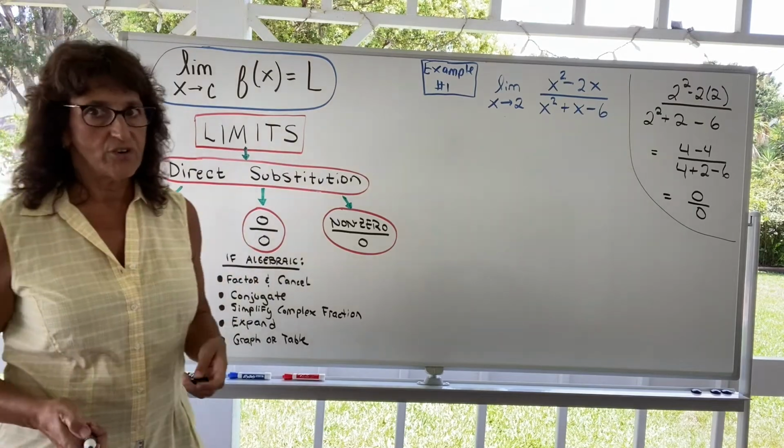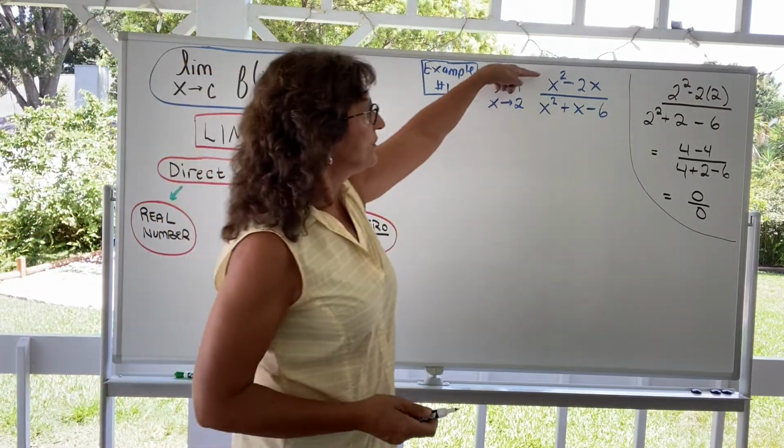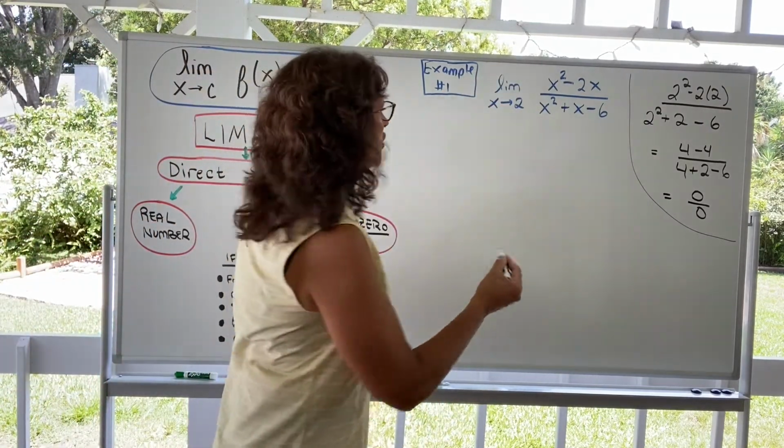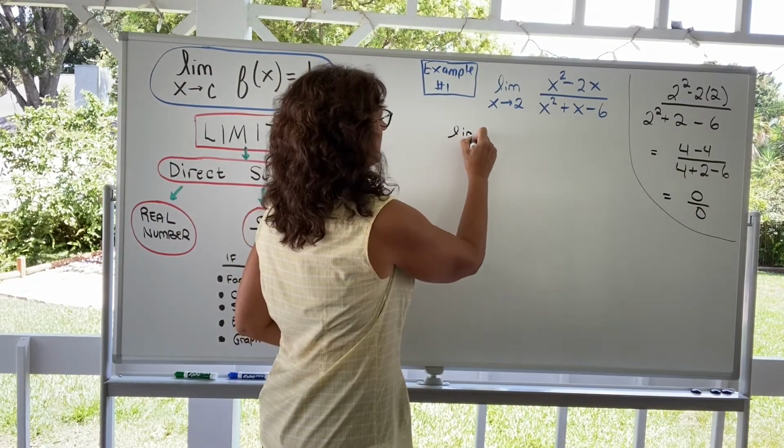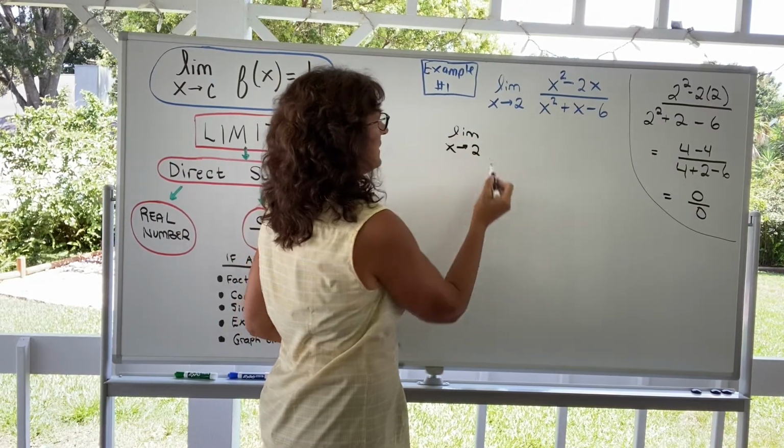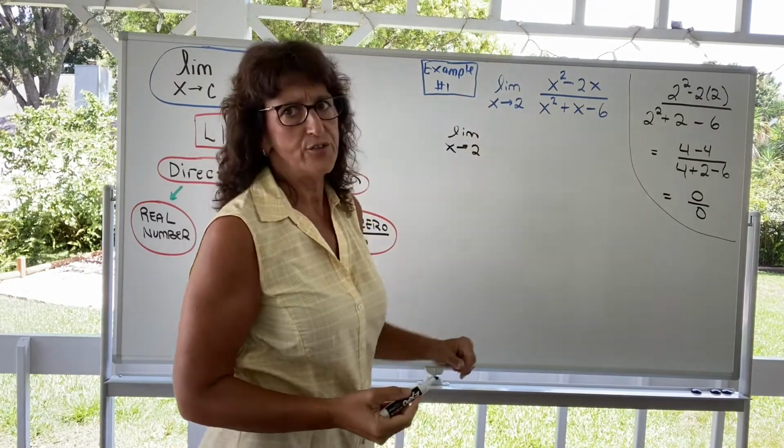We're probably going to do a video on each of these topics, but we're going to concentrate on factor and cancel here. The numerator and the denominator are both factorable, so we're going to factor and cancel. So let's take the limit as x approaches 2. In the numerator, what can we do to factor the numerator?